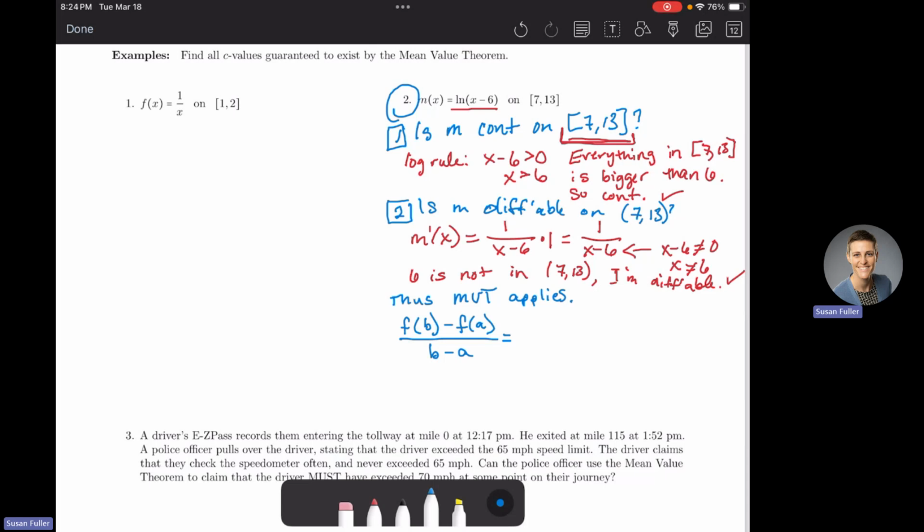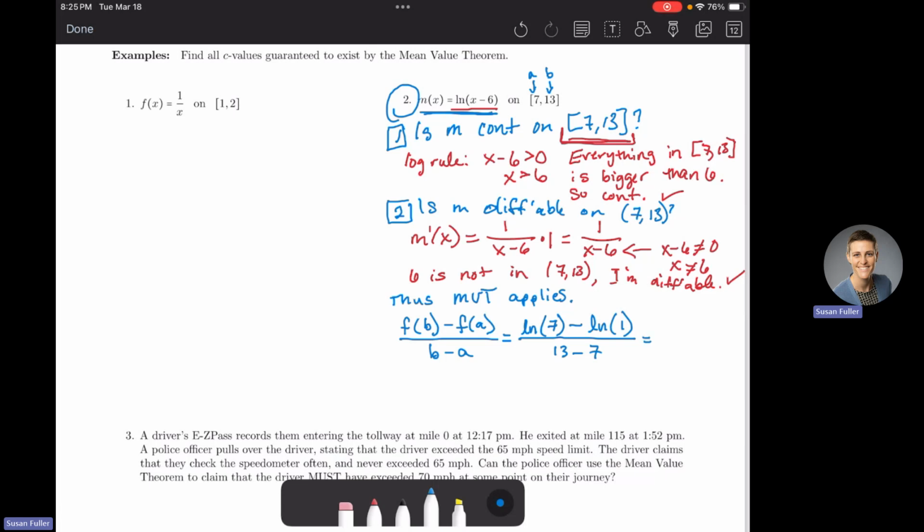Okay, so f of b, right? So our a and our b come from our interval here. So b is 13 and a is 7. F of b, I'm just going to plug b, which is 13, into my function. So that's going to be the natural log of 13 minus 6, which is 7, minus f of a. I'm going to take my a value of 7 and plug it into my function, which is going to be the natural log of 7 minus 6, which is 1, all over b, which is 13, minus a, which is 7. And now we can subtract these.